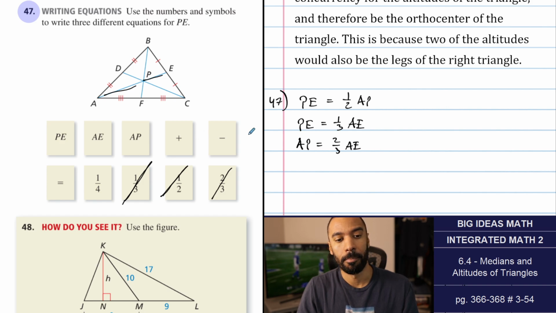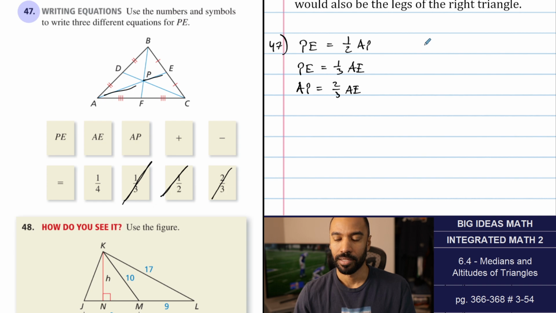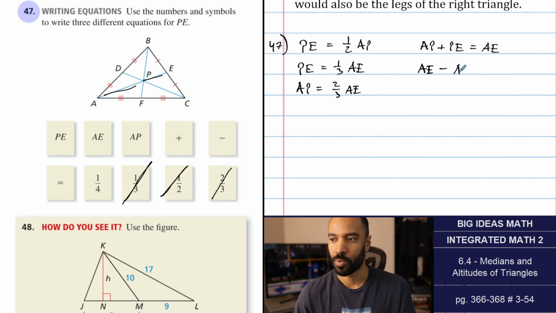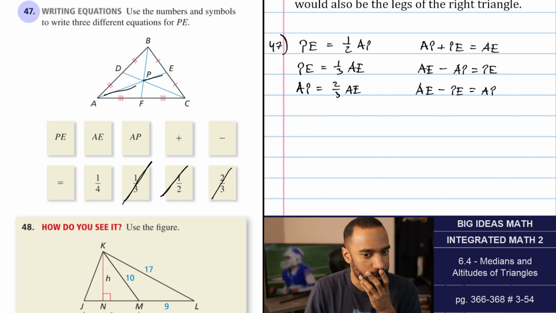Now, the minuses and pluses I want to use. Let's just do a couple of those. Let's say AP plus PE equals all of AE, and AE minus the whole thing minus one of the guys. AE minus PE is AP, and AE minus AP is PE. So that's pluses and minuses.